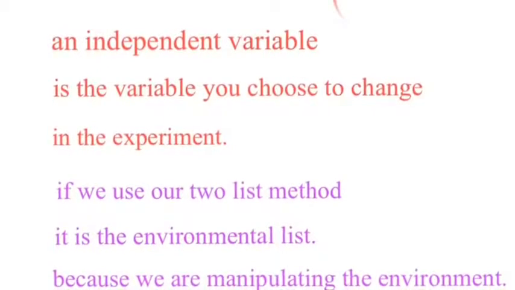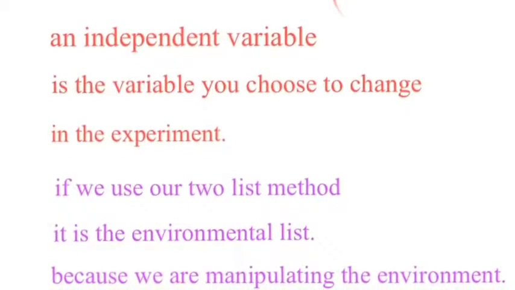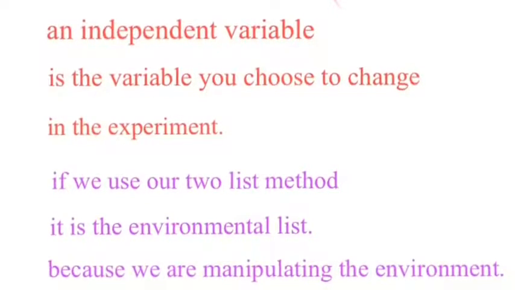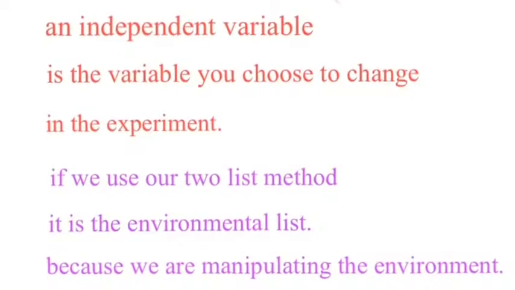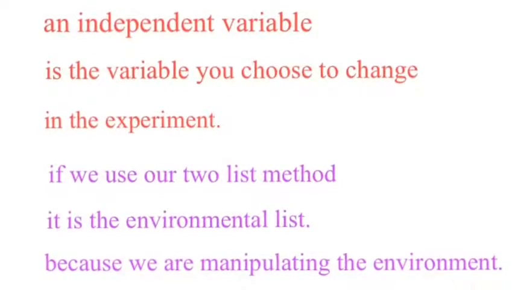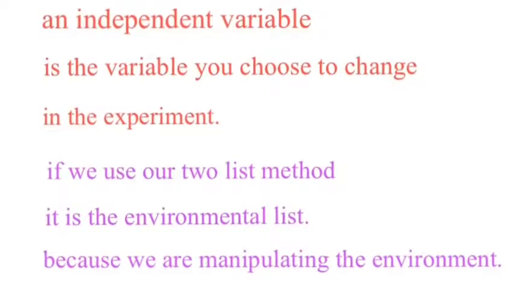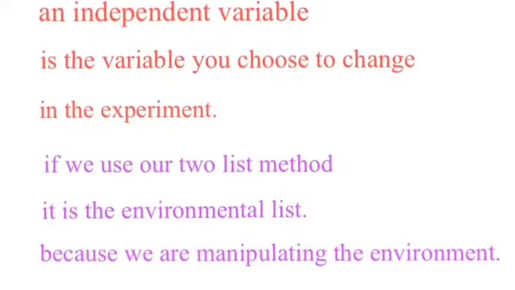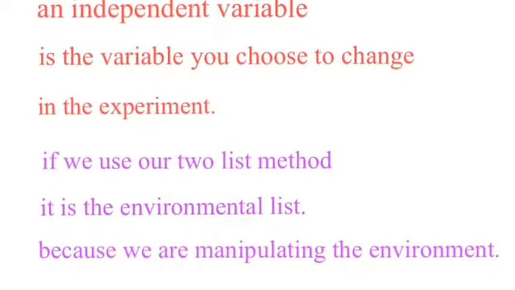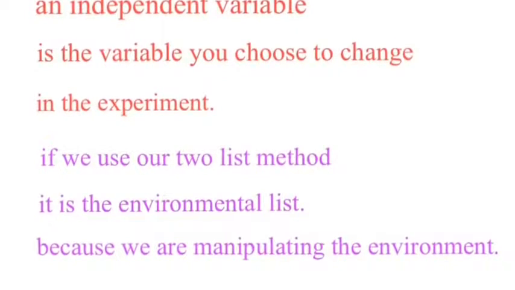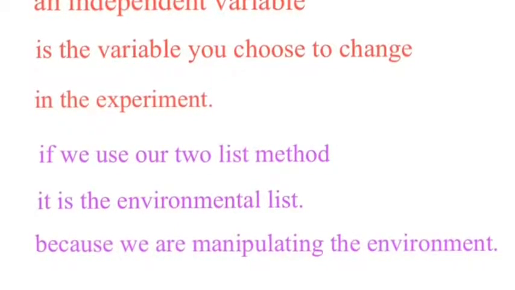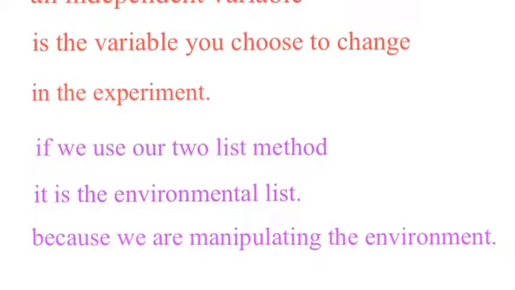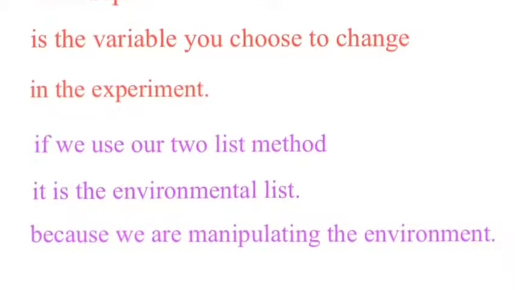So the first one is an independent variable. Now, an independent variable is the one you choose to change in the experiment. So if we use the method that we used in the last video, where we had two lists, one list was all the things that could change in the environment, and we had another list that were all the things that could change with the subject itself. The environment list is the independent variable list. Okay, and whichever one you choose, that's your independent variable. And you remember, you only choose one.